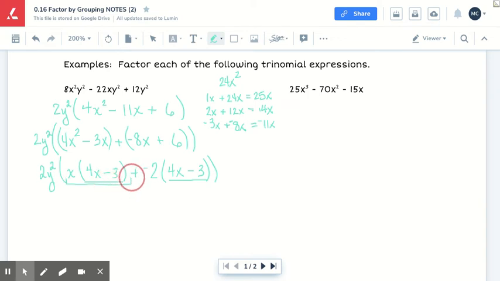So now I'm going to take the common binomial factor out from these two larger terms, so to speak. And again, that original greatest common factor, I'm just carrying it along with every single step. So now I'm taking out the common binomial factor, 4x minus 3. And when I divide each of these terms by 4x minus 3, what I'm left with is x plus negative 2, which I can just write as x minus 2. And this is now factored.